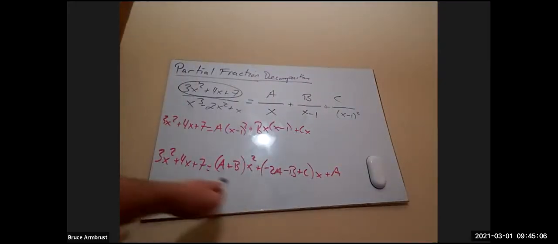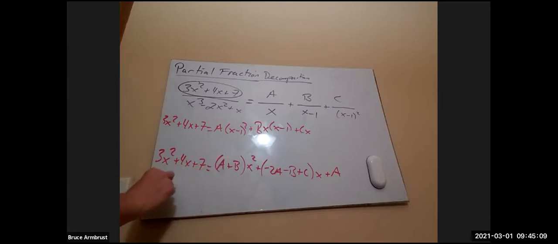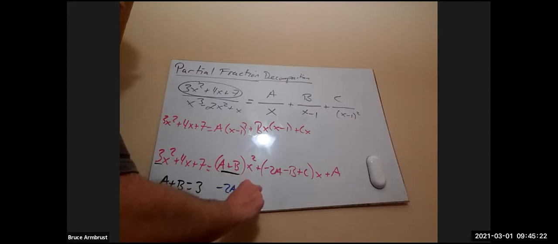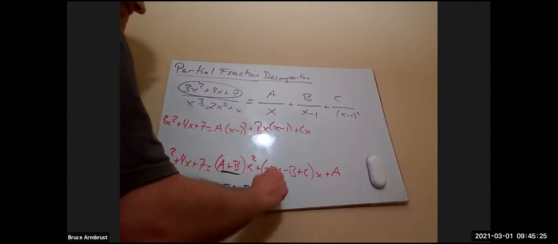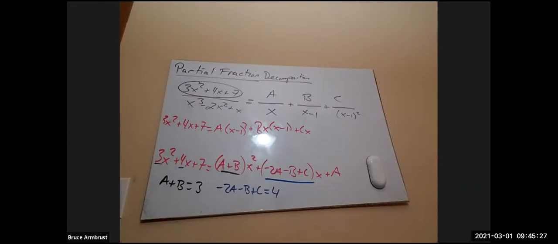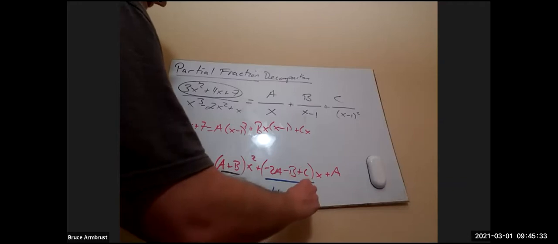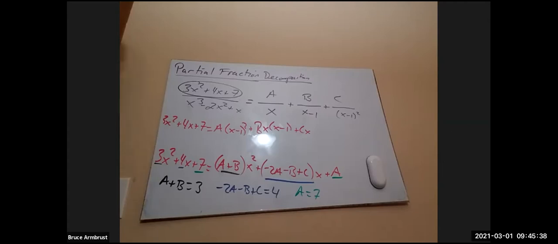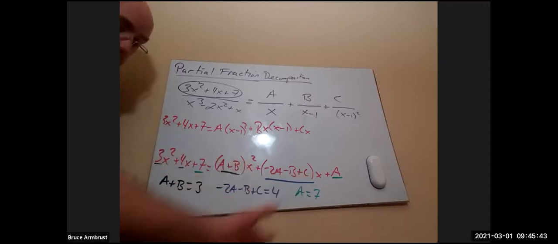And this is going to give me a system of equations. I know that a + b is going to equal 3, because those are the coefficients on the x squareds. I know that -2a - b + c is going to equal 4, because those are the coefficients on my x's. And then lastly, I'm going to know that a equals 7, because those are my constants. So I've got a system of equations that I can now solve.